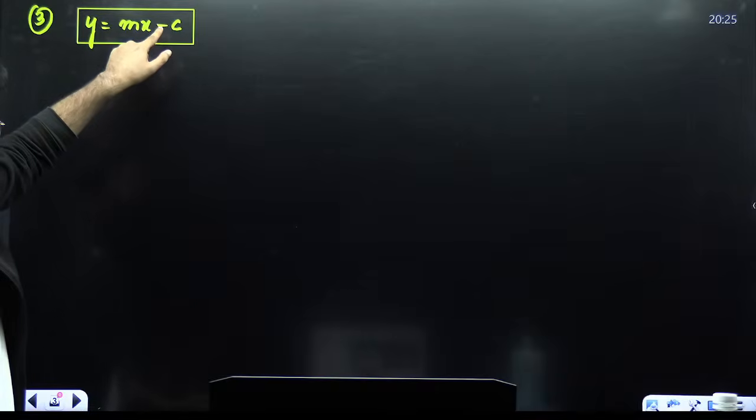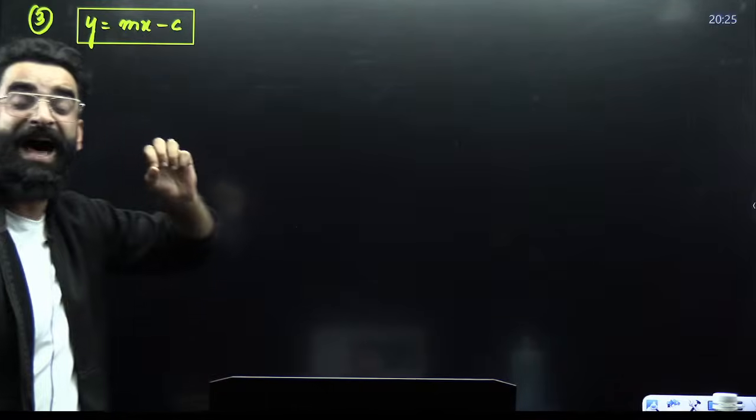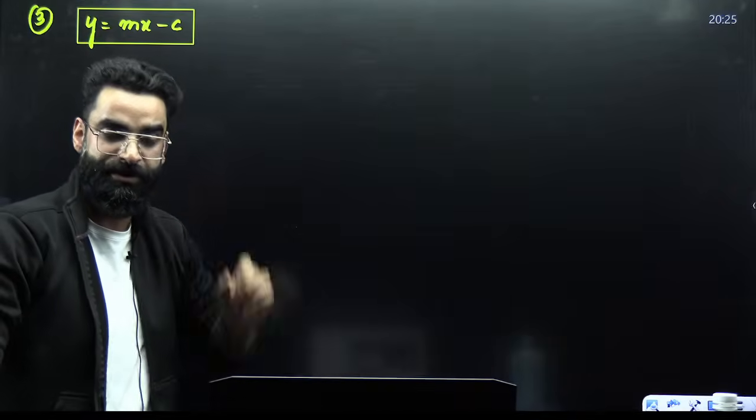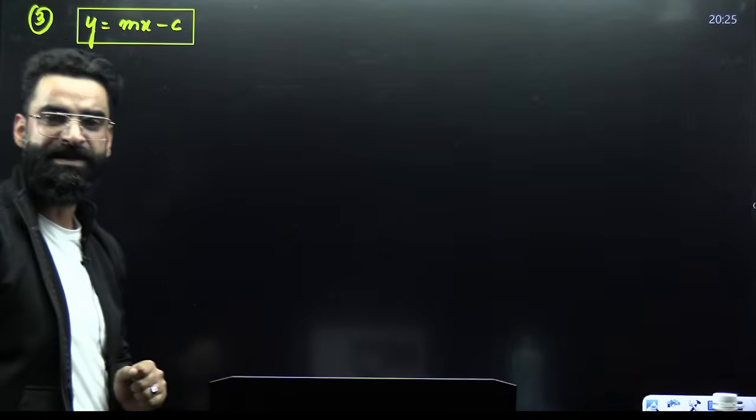C is negative. That means the graph won't be starting above the origin. It will be starting c units below the origin.